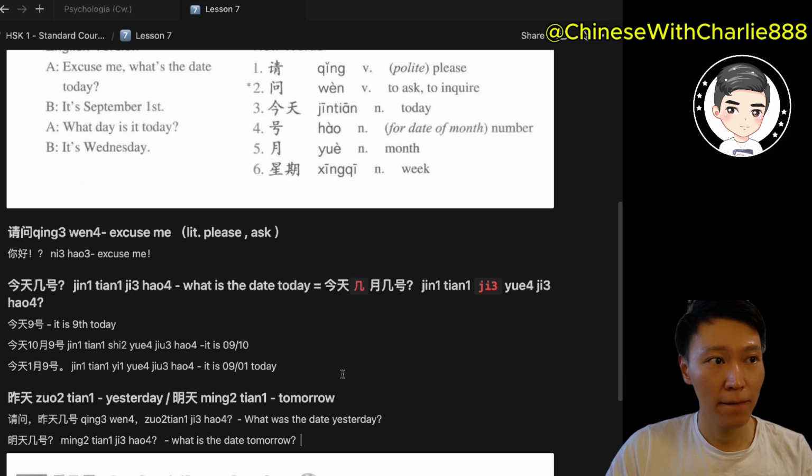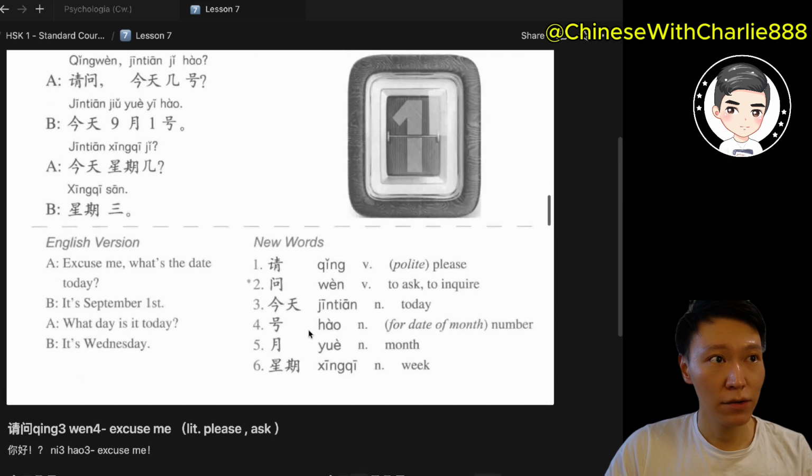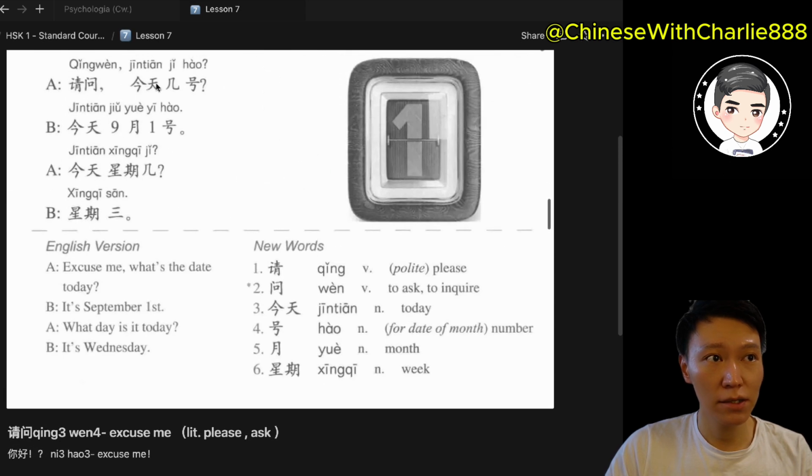Okay. Next one. So here A says 请问今天几号, and B says 今天9月1号. Like I mentioned in the vocabulary part, when we talk about month, we just add the number of the month in front of 月. This 月 means month. So 9 month means September, the 9th month. 9月1号, so this is the 1st of September.